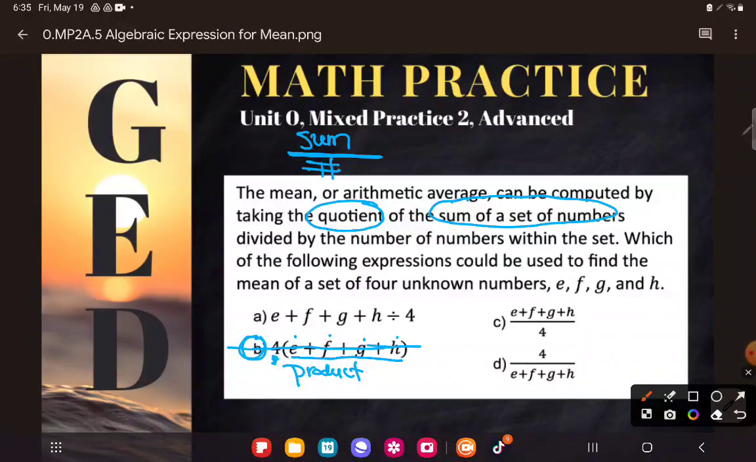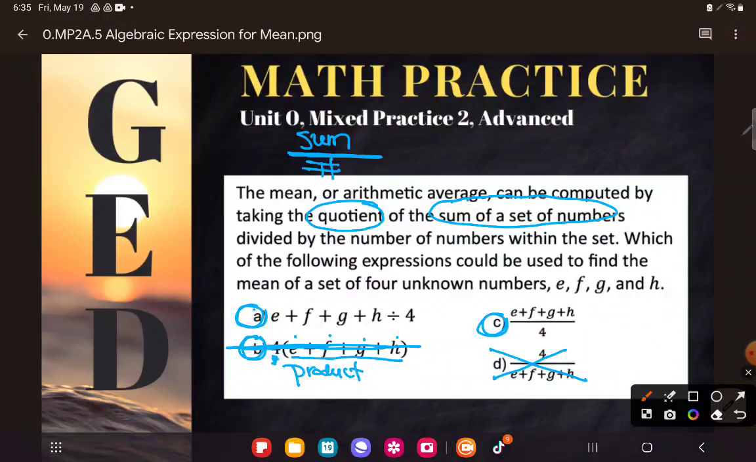And so, boom. You might say, but Kate, I don't know what E, F, G, and H are. Doesn't matter, okay? I'm looking for one where the sum of numbers is divided by the number of numbers. Now, can you see the next one I can rule out? The next one has my quotient in the wrong order. The next one I can rule out has the number of numbers divided by the sum. Not what they asked me for, not what they want. Okay, so that narrows me down to A and C.